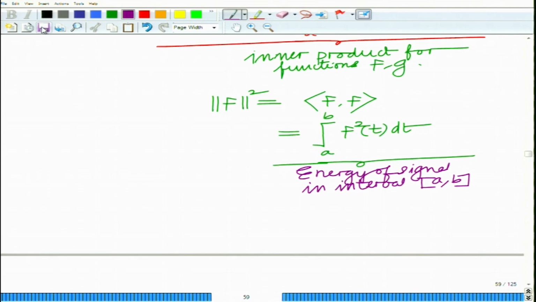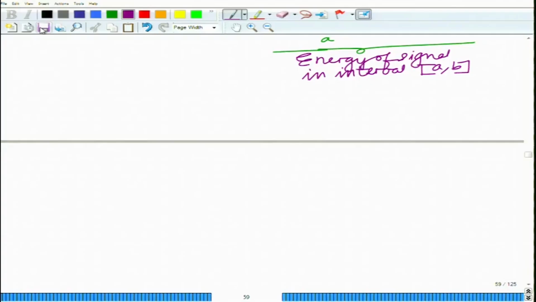So, one can also define an inner product on the space of continuous functions, and therefore define the norm as well as the norm square. In fact, the norm square of the function or the signal is the energy of the signal in that particular interval. Another interesting example of an inner product space: consider the space of M cross N matrices.